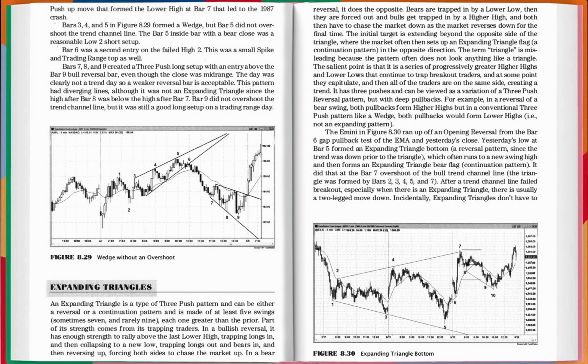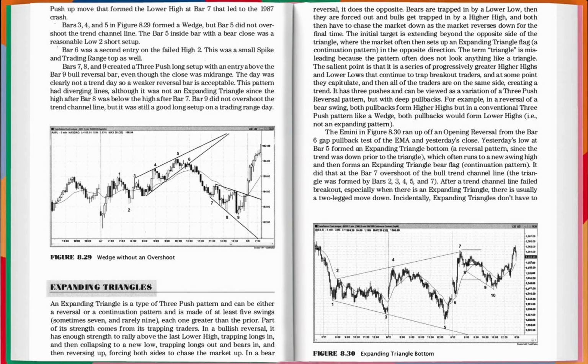creating a trend. It has 3 pushes and can be viewed as a variation of a 3-push reversal pattern, but with deep pullbacks. For example, in a reversal of a bear swing, both pullbacks form higher highs, but in a conventional 3-push pattern like a wedge, both pullbacks would form lower highs, i.e., not an expanding pattern.